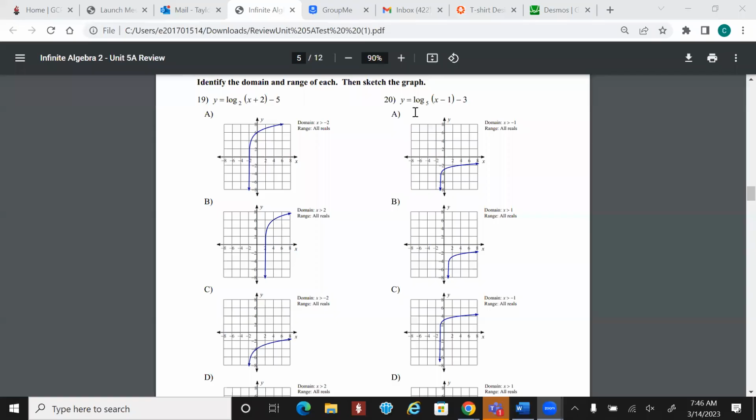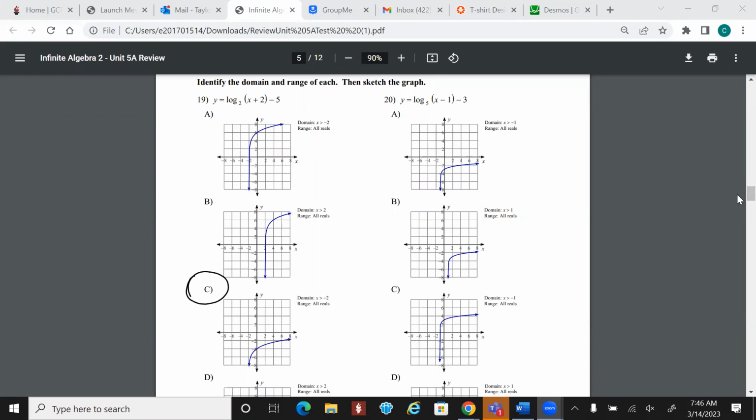Magic. All right, so on 19, I got C. Questions on that? Okay, so remember, graphing it, identify your domain and range. You can go from there.